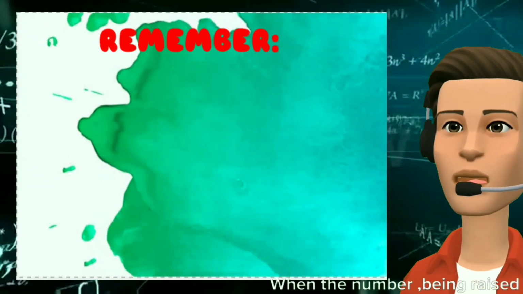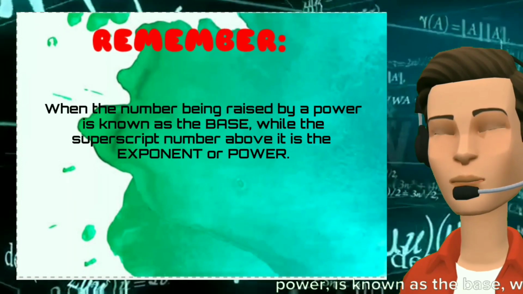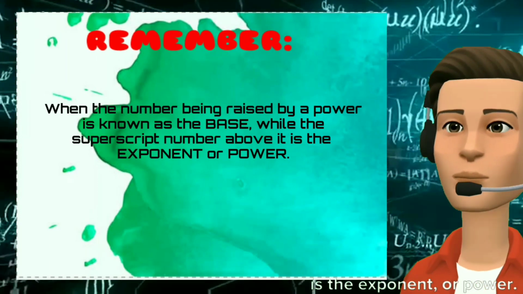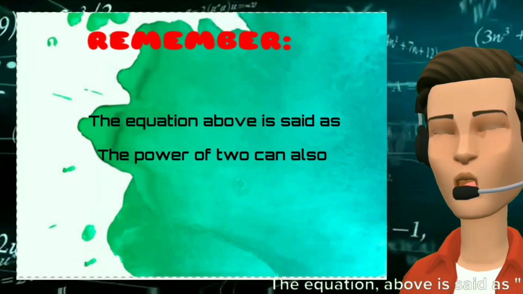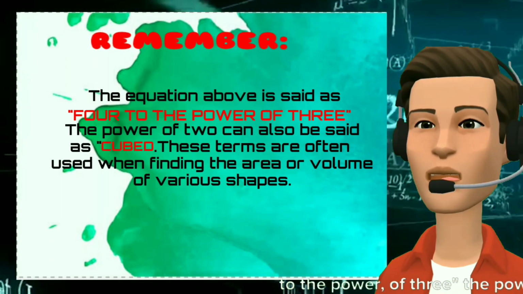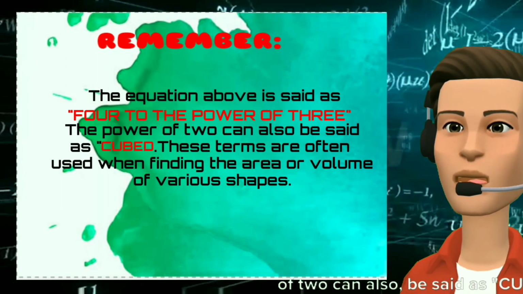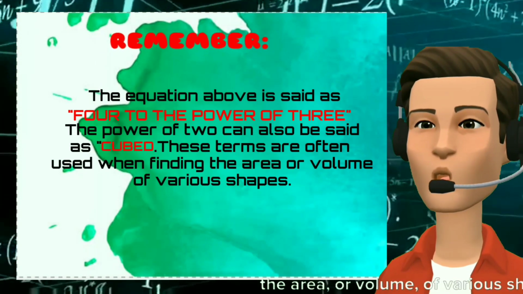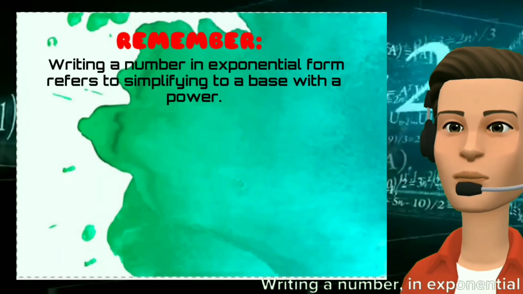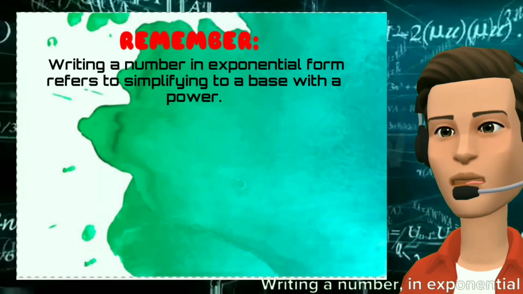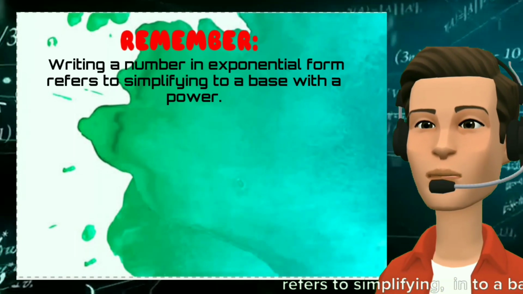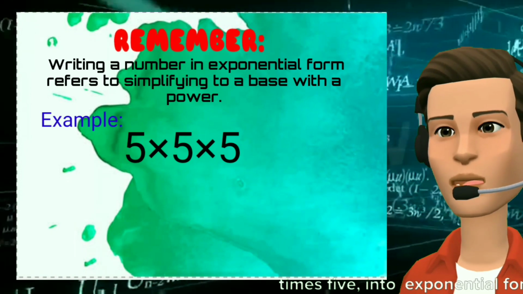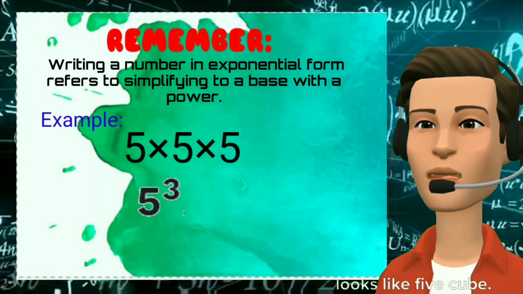Remember, the number being raised by a power is known as the base, while the superscript number above it is the exponent or power. Another thing to remember is that this equation is read as 4 to the power of 3. The power of 3 can also be said as cubed. These terms are often used when finding the area or volume of various shapes. Writing a number in exponential form refers to simplifying it into a base with a power. For example, writing 5 times 5 times 5 in exponential form looks like 5 cubed.